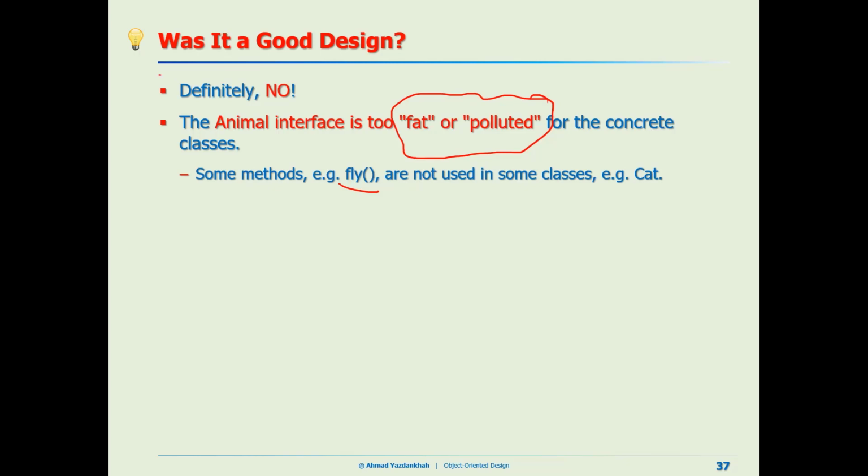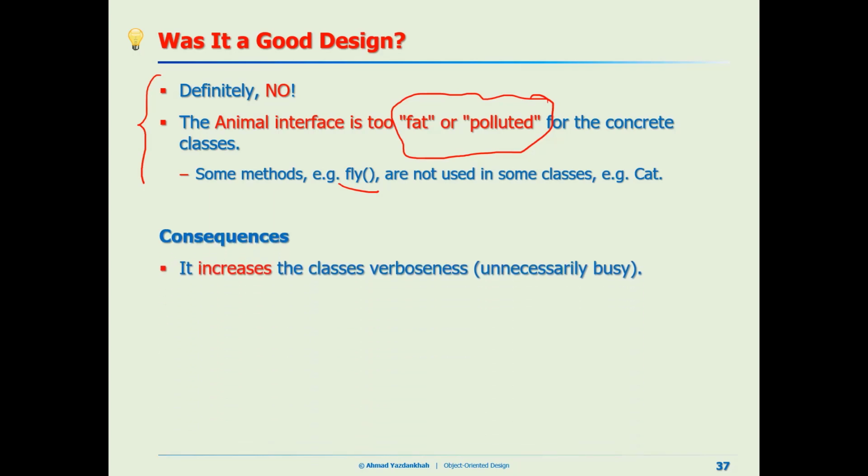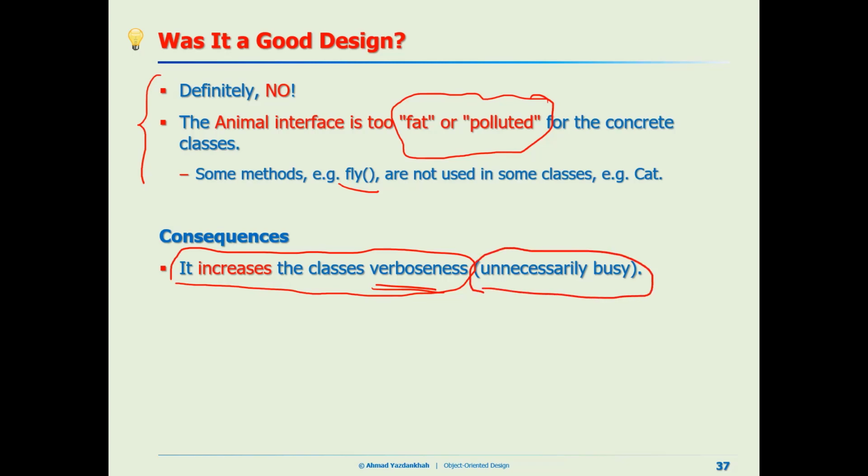So if we design our code like this, then what is the consequence? The consequence is we made the classes unnecessarily very busy. We would say we increase the verbosity of the class, right? So unnecessarily busy means that with a better design, we can prevent this situation. When our class is too busy, then we decrease the readability and maintainability of that class.